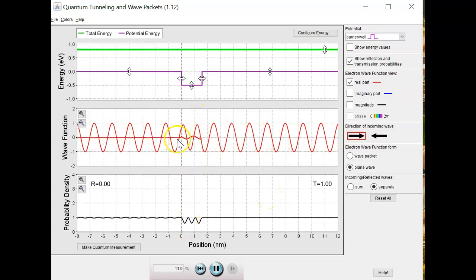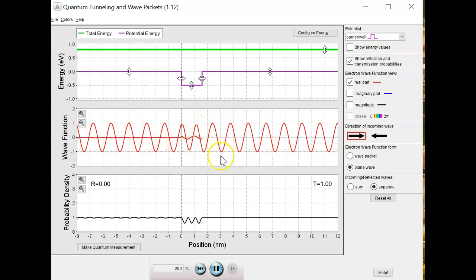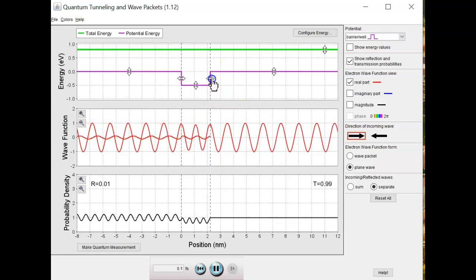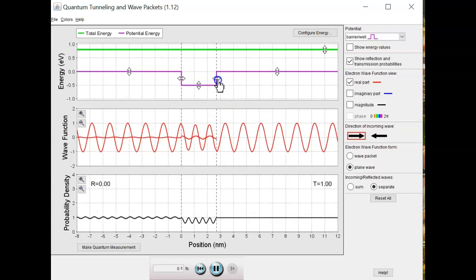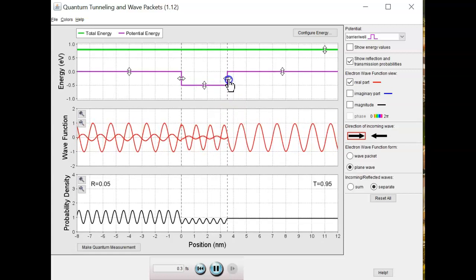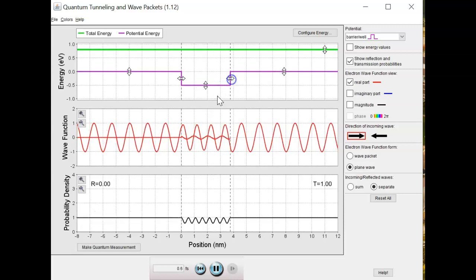So again, you have that integer number of half wavelengths here. So that's the key. And again, as we drag it to the right, it goes down again, and then it goes back up and down and back up and down and back up. And that's really just oscillating with adding another half wavelength every time.